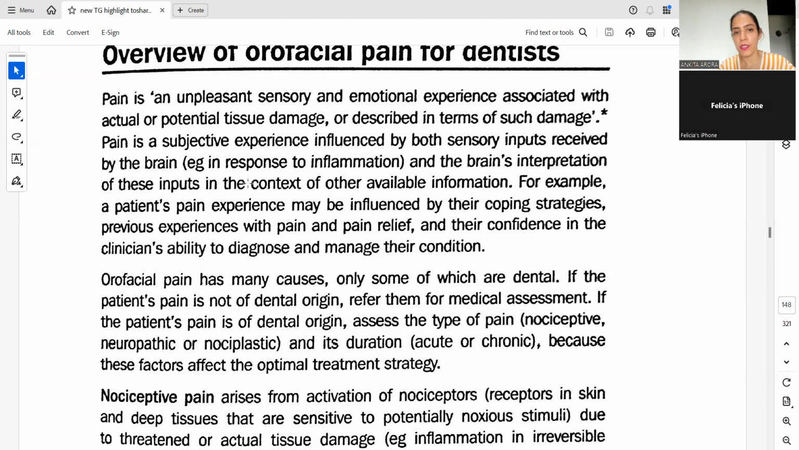If a person has not had pain previously, there is an unpleasant stimulus and a reaction to it. But there should be some context of previous information or other available information for this to be processed as pain. For example, a patient's pain experience may be influenced by their coping strategies, previous experiences with pain and pain relief, and their confidence in the clinician's ability to diagnose and manage their condition.